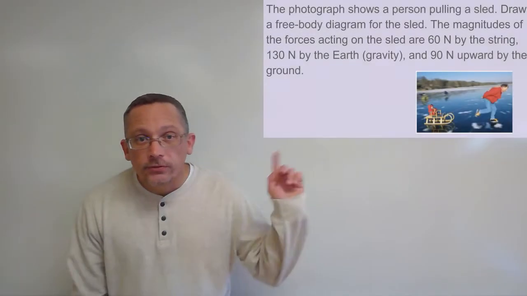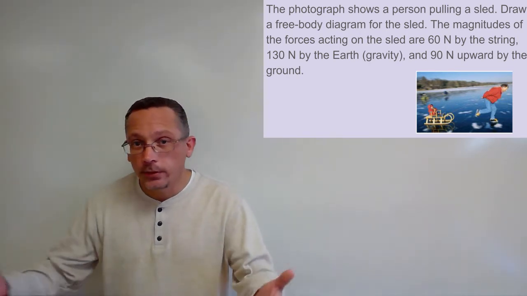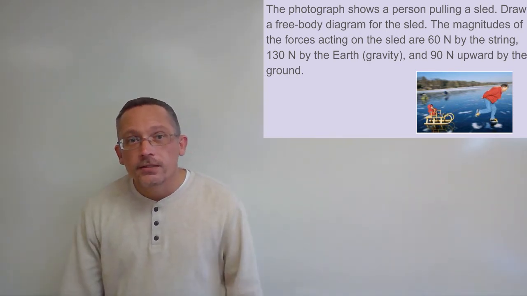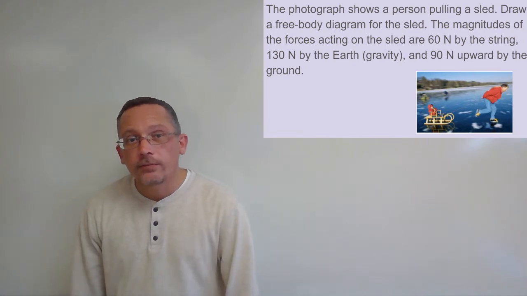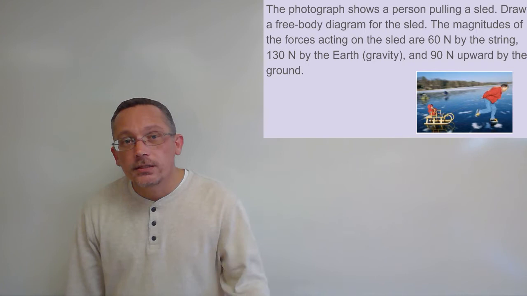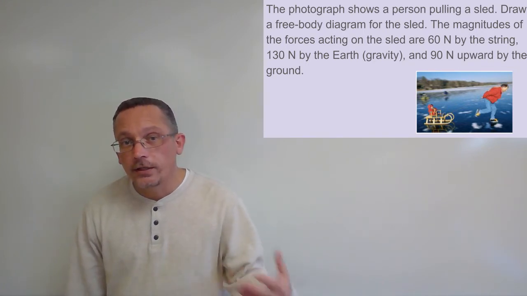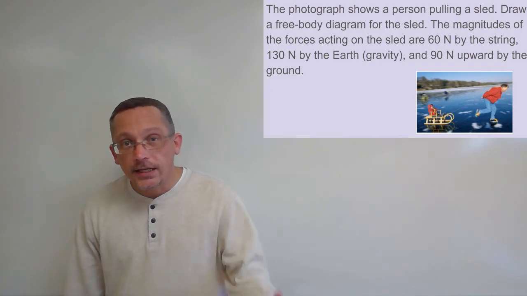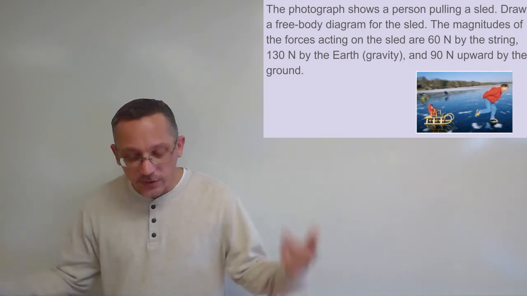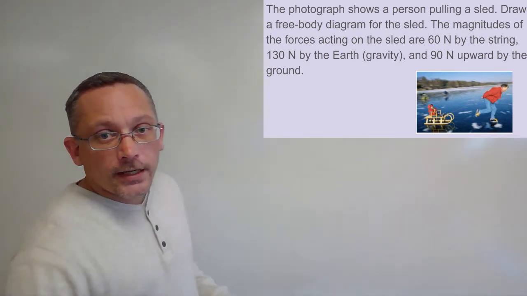The example says a photograph shows a person pulling a sled. So you see a guy pulling a sled in the picture there. To draw a free body diagram for the sled, the magnitudes of the forces acting on the sled are 60 newtons by the string, 130 newtons by the Earth for gravity, and 90 newtons upward by the ground. Okay, so let's draw a little free body diagram of this here.